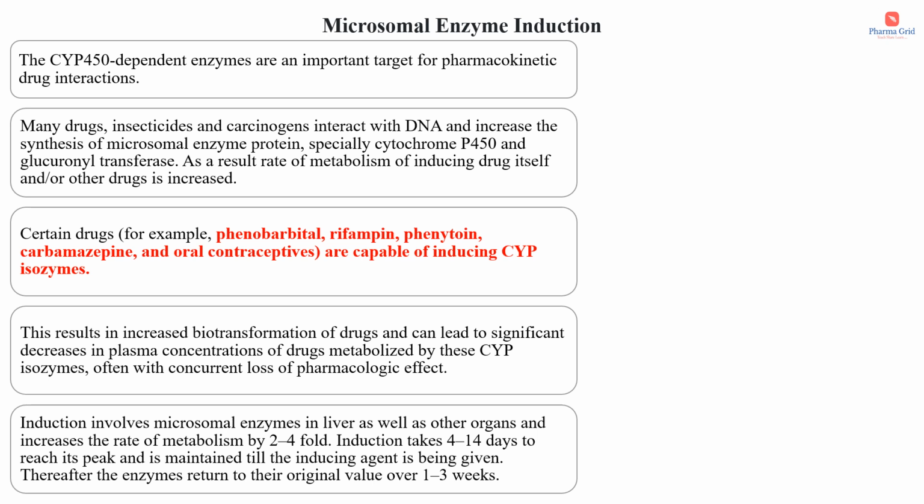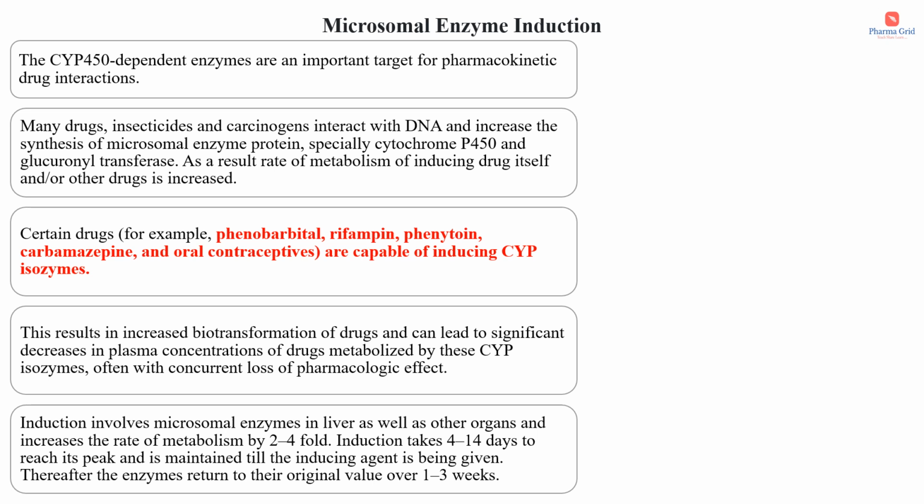Next is microsomal enzyme induction. The cytochrome P450 dependent enzymes are an important target for pharmacokinetic drug interactions. Many drugs, insecticides and carcinogens interact with the DNA and increase the synthesis of microsomal enzyme protein, especially cytochrome P450 and glucuronyl transferase. As a result, the rate of metabolism of the inducing drug itself and or other drugs is increased. Examples of enzyme inducers include phenobarbital, rifampin, phenytoin, carbamazepine, and oral contraceptives. They are all capable of inducing cytochrome P450 isoenzymes.